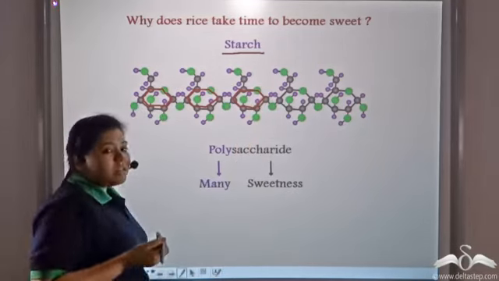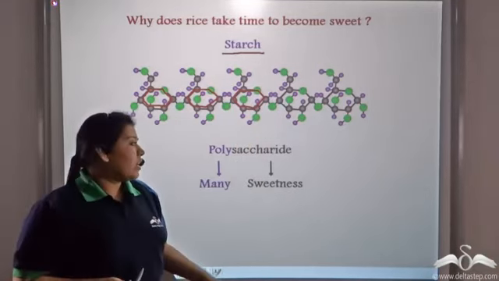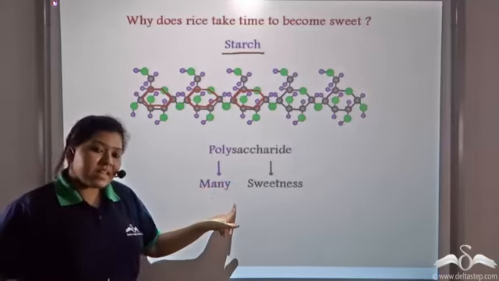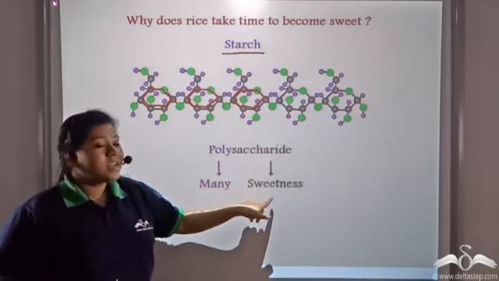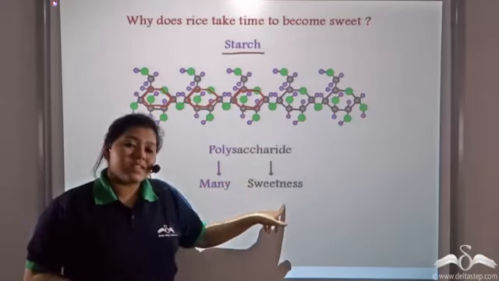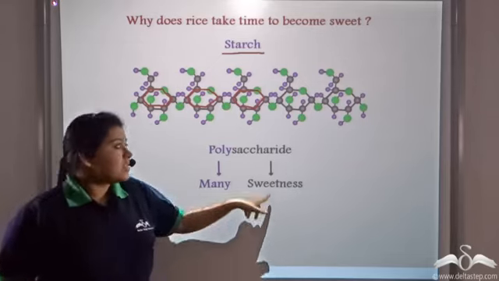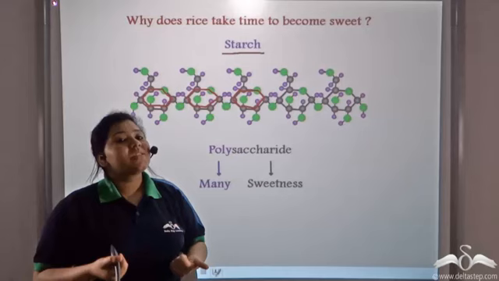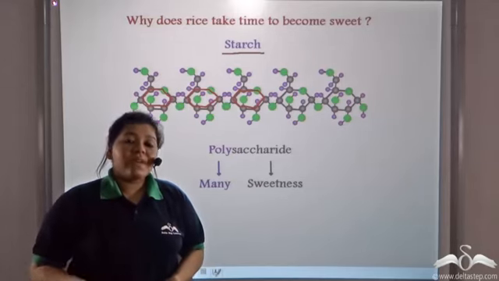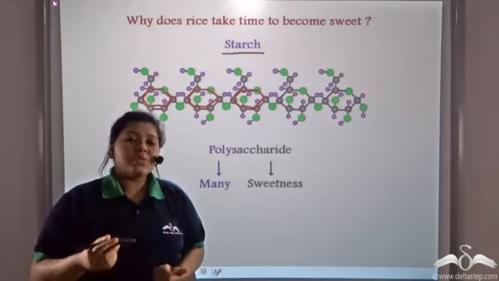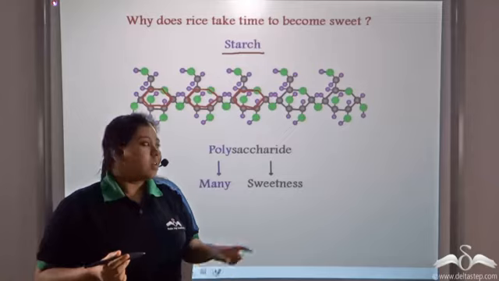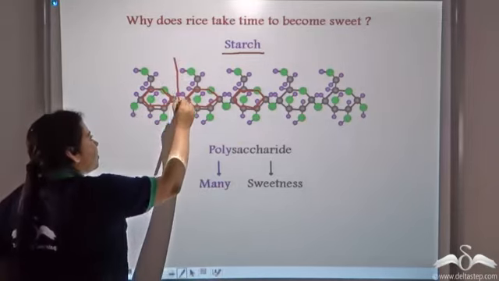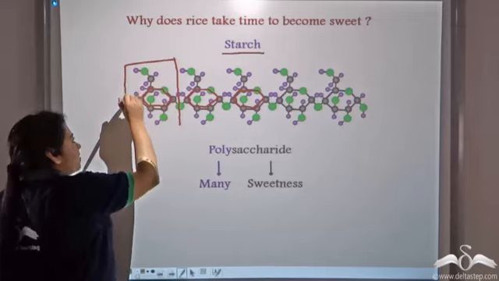And since there are multiple rings, they are known as polysaccharides. Poly means many, and saccharide comes from the word sweetness. So this starch, or the polysaccharide, is not sweet in taste. But when you continuously chew rice in your mouth, the polysaccharide breaks down to form monosaccharides.